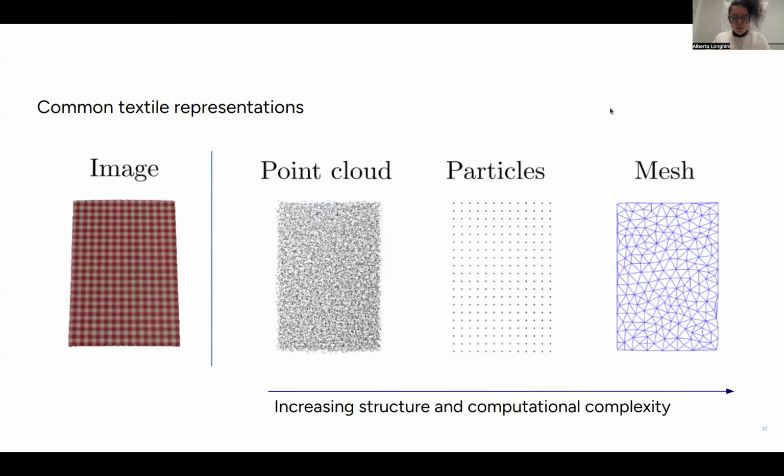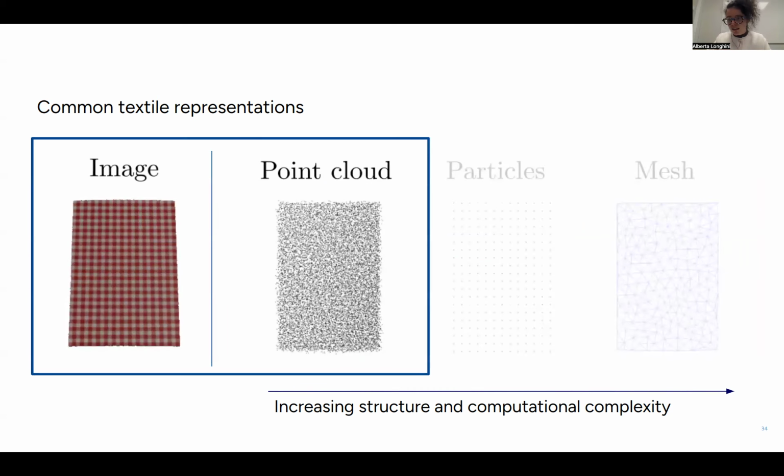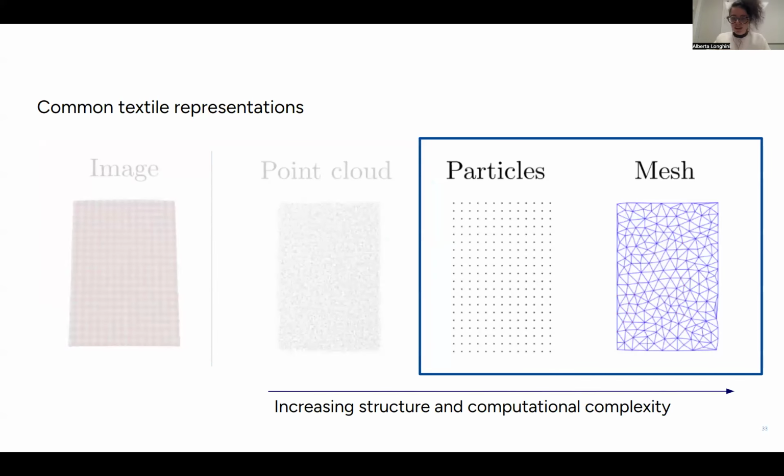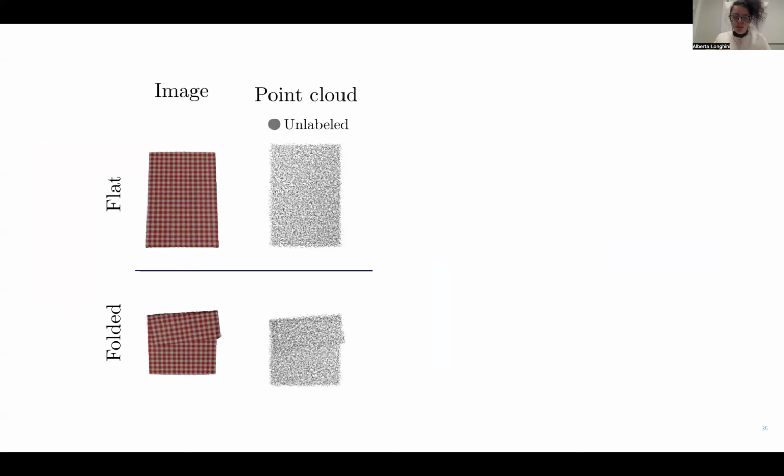So here you see some common representations of textiles, going from images, point clouds, particles, and meshes. The most common representations used in analytical simulators, so based on physics, are particles and meshes. But the reality is that the real world most of the time provides us with images and point clouds as feedback. So in some way, we need to find a way to connect these structured representations, for example meshes, as we used them before, with what the world gives us, that are images and point clouds. And this is a very complex problem. And let me show you why.